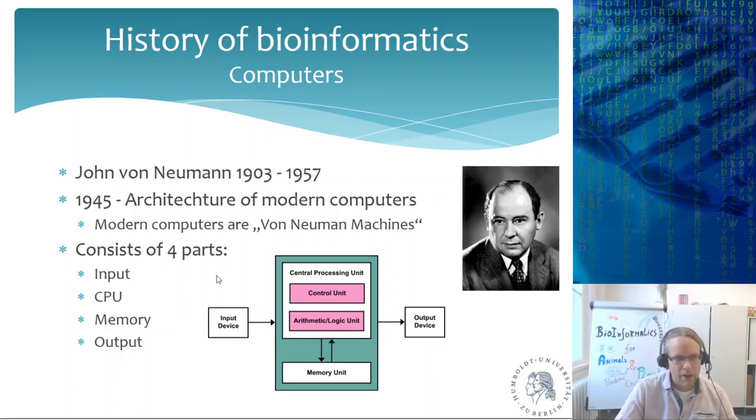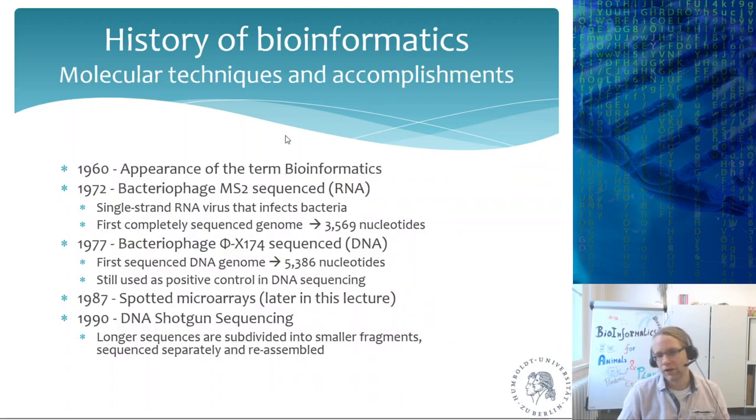But just remember, computers should be called von Neumann machines, and this is because of this guy saying that a computer should consist of 4 parts. Alright, so that's how far I want to go. It's just a very brief overview of the history, and there's of course a lot more people involved in the development of computers. But I think that when you talk about computers and bioinformatics, you should at least mention these 5 people.